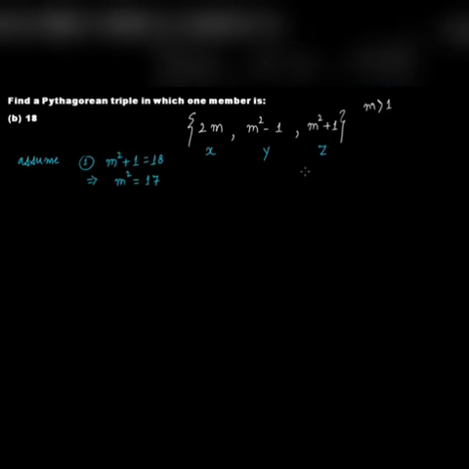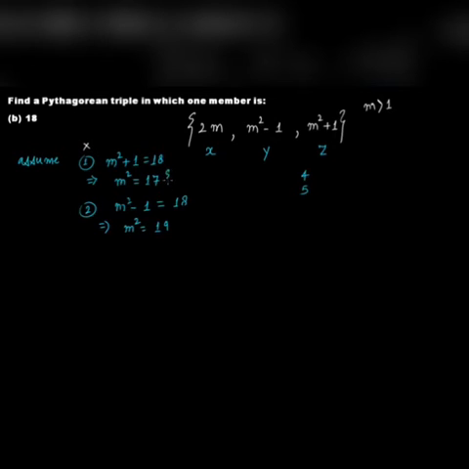When you put m is equal to 5, you get m squared as 25. No, it is not equal to 17. It means this assumption is wrong. Next assumption will be that let 18 is equal to y. Let's assume this. It means m squared minus 1 is equal to 18. So from here you get m squared is equal to 19.